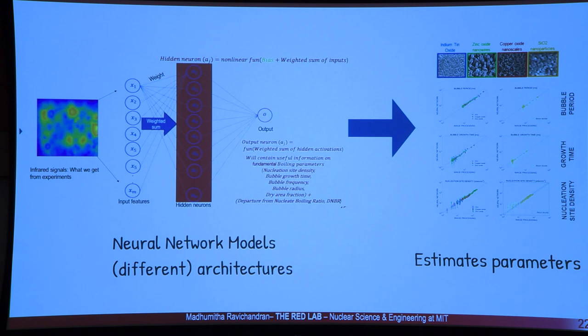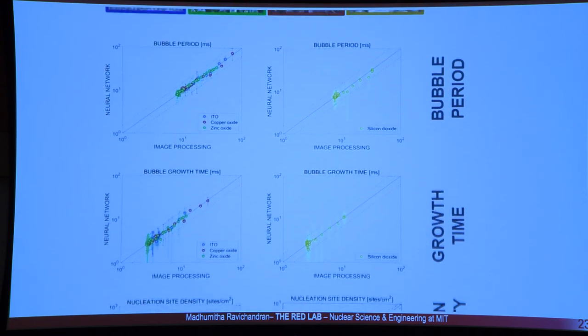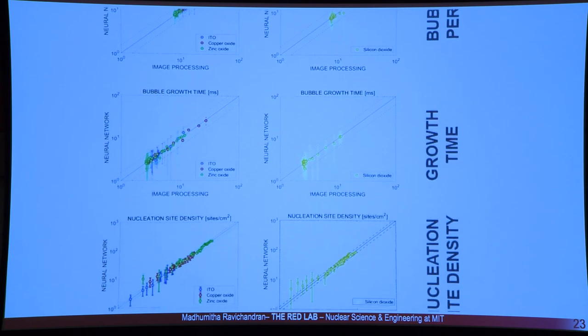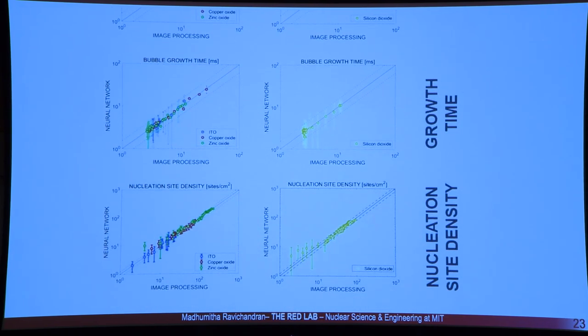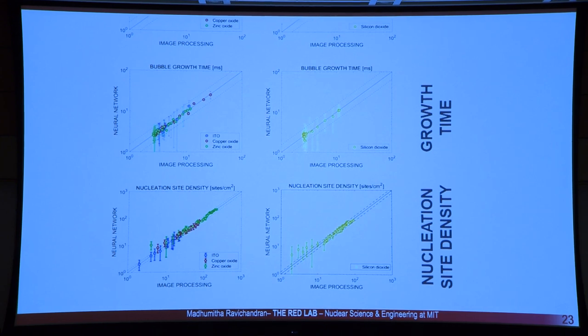In fact, this is a bit important. If you look at it, you can see that the networks are able to make predictions for different surfaces and for different bubble parameters. So not only do we make predictions on bubble features like the growth time or the nucleation site density, but the network does so for many different conditions. And the plots you see are the neural network's performance compared with our manual post-processing tool that we've used. And you can also tell that the neural network's performance is almost on par with human post-processing.